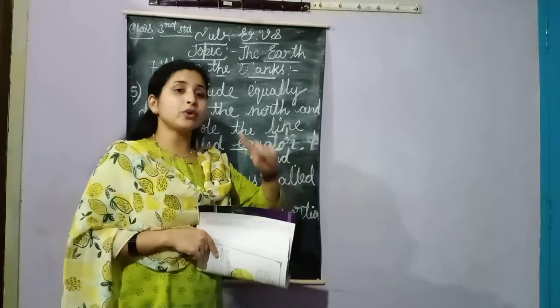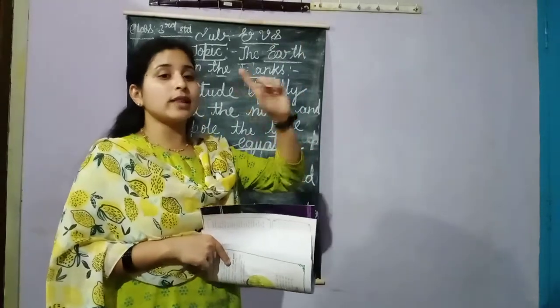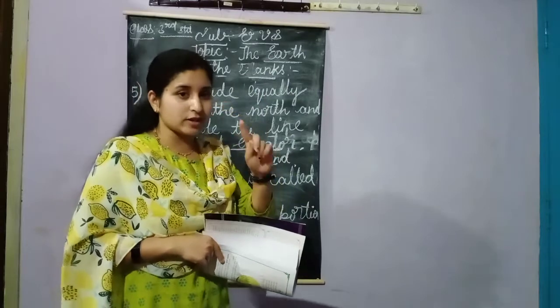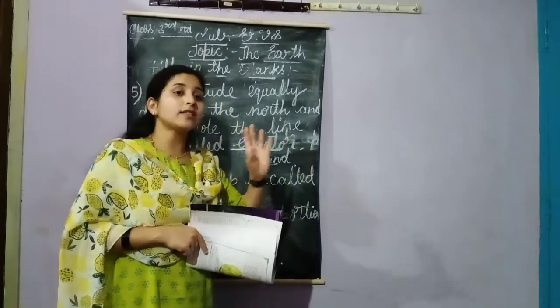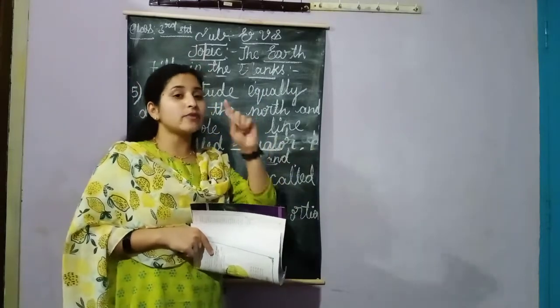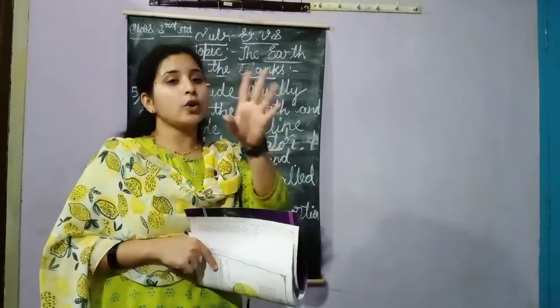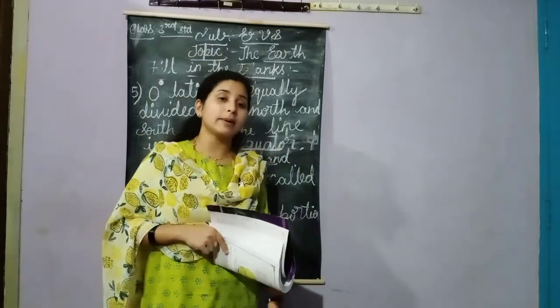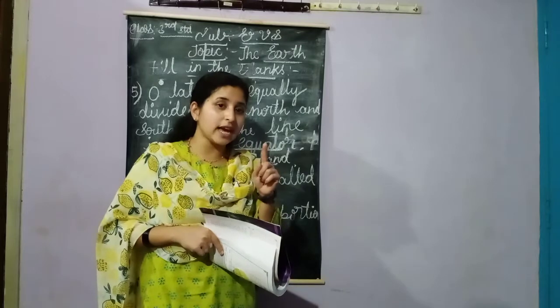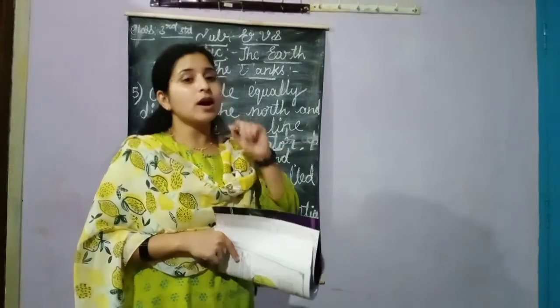The 0 degree latitude equally divided the North and South Pole. That line is called equator. Earth rotates on its axis. It takes 24 hours to complete its one rotation. It takes how many hours to complete one rotation, children? 24 hours.